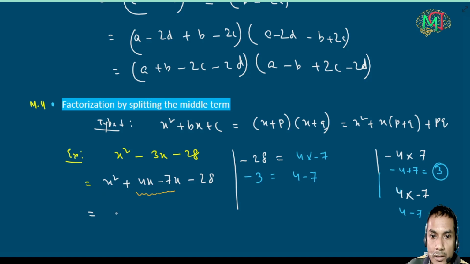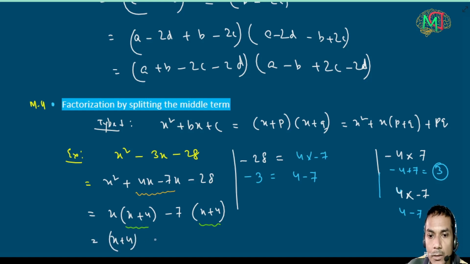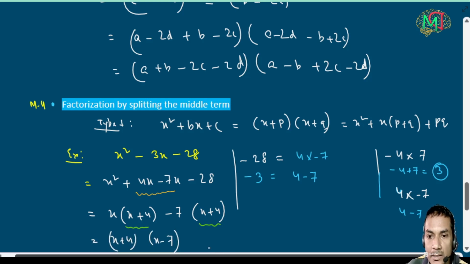Next, take common x, so it will be x plus 4, and take common minus 7, that is x plus 4. Now we check, we get the common factor x plus 4. So we can write it as x plus 4 and x minus 7. This is the right answer. Clear? Done.